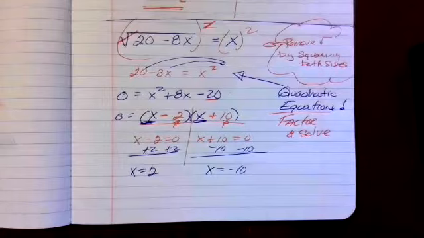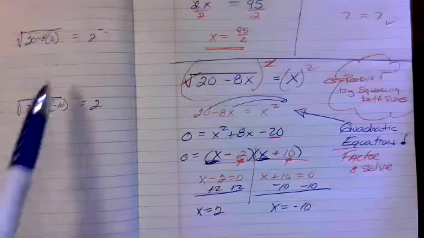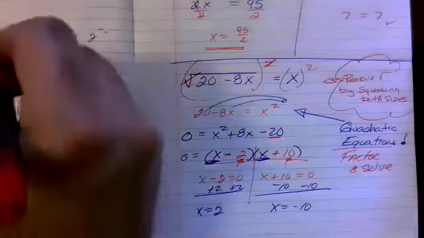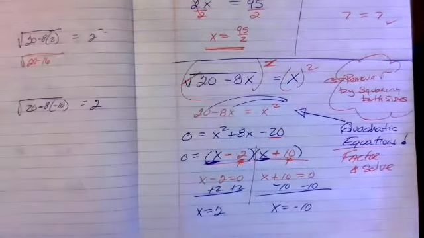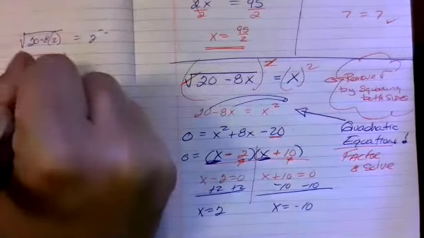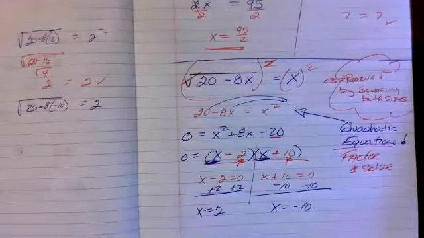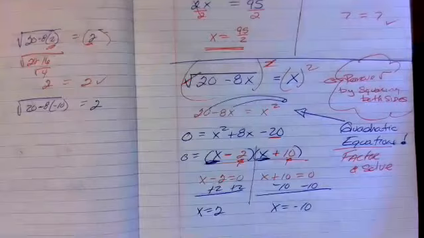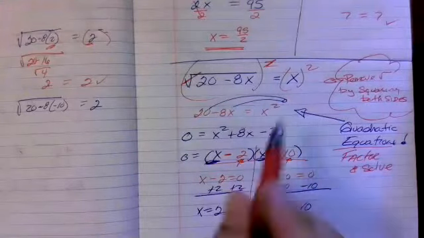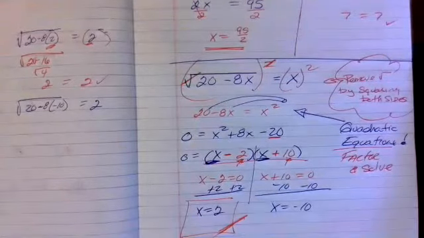I'll give you a second. So you want to plug it back into the original. I'm doing it here on the side. We would have 20 minus 16, which is 4. And the square root of 4 is 2, and 2 is equal to 2. Right, I plugged 2 in for my x's from the original, and that one checks. That's a solution. How about negative 10?